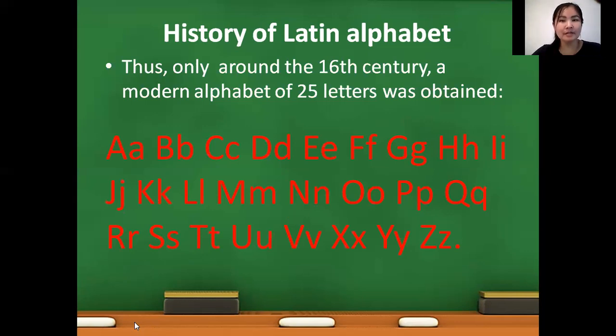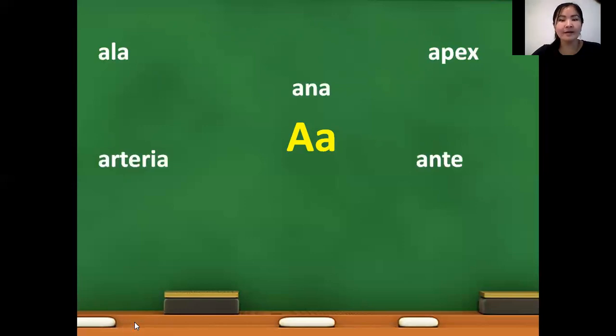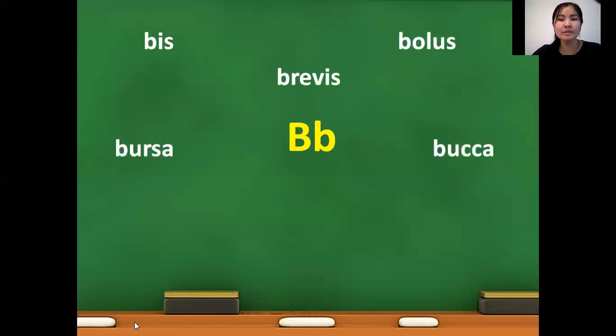And now we will discuss how to read these letters within Latin words. First letter is A. It produces sound A. Ala, apex, ana, arteria, ante, anti, ad, an. B produces sound B. Bis, bolus, brevis, bursa, bucca, bulbus, bonus, basis.